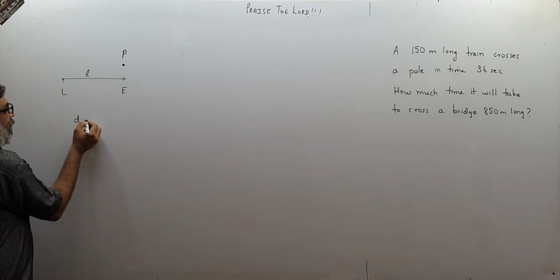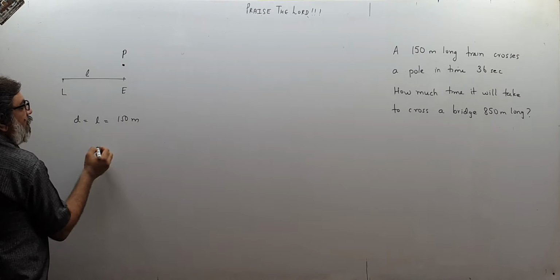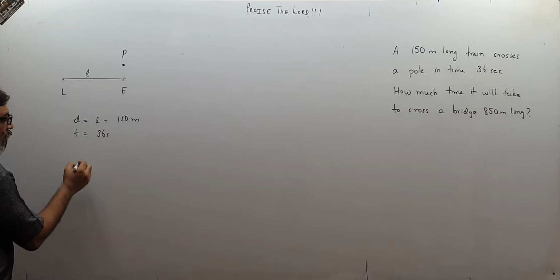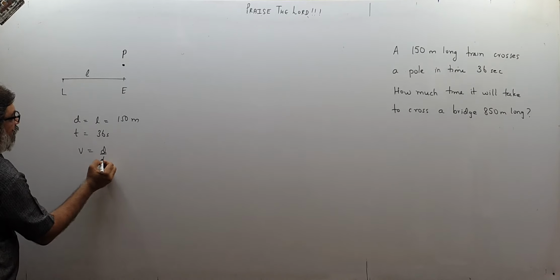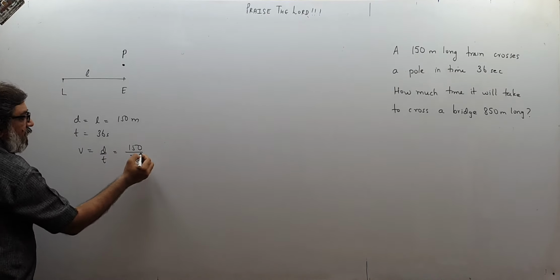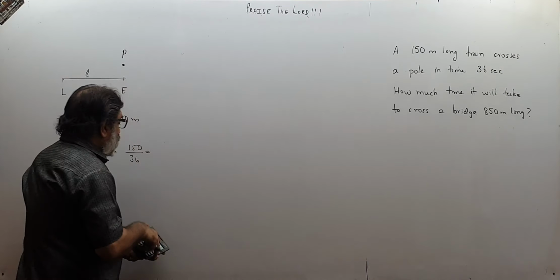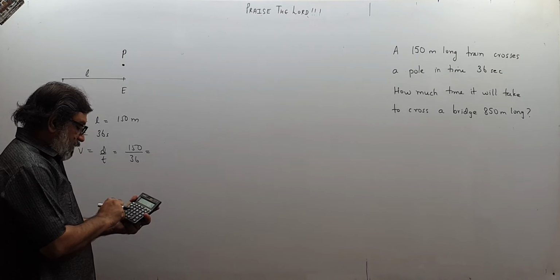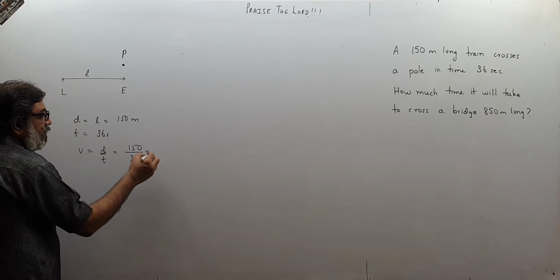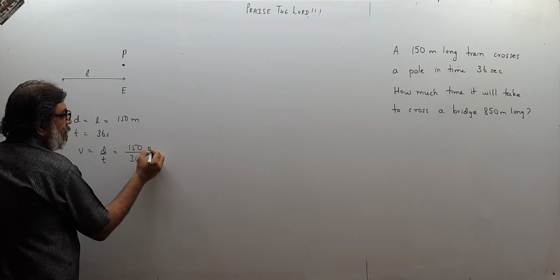So we know that the distance covered by the train is equal to L, and that is 150 meter, and the time taken to do so is 36 seconds. So what is the speed of the train? Distance upon time, that is 150 upon 36, in meter per second. 150 divided by 36 is about 4.1.